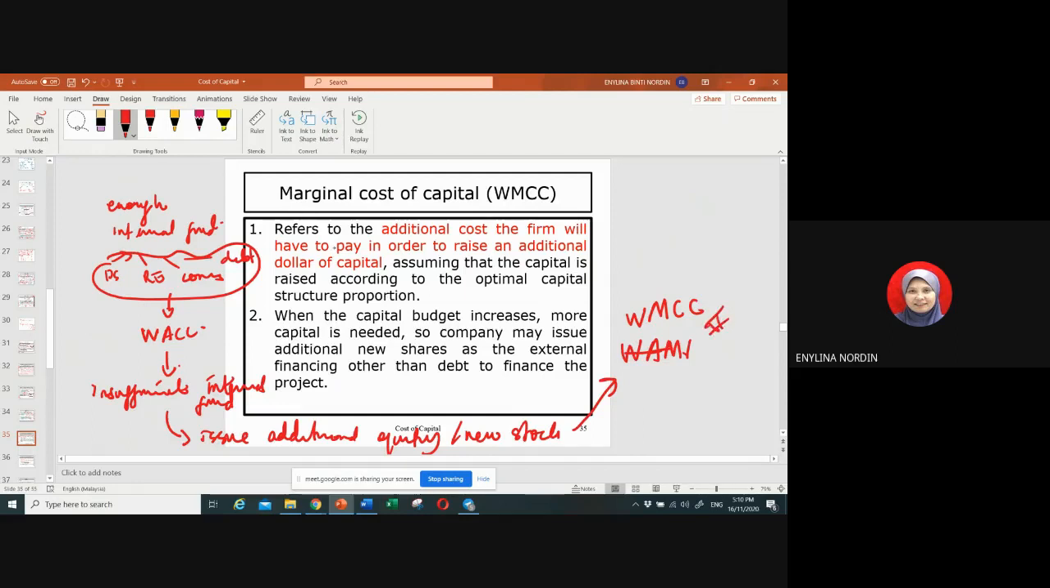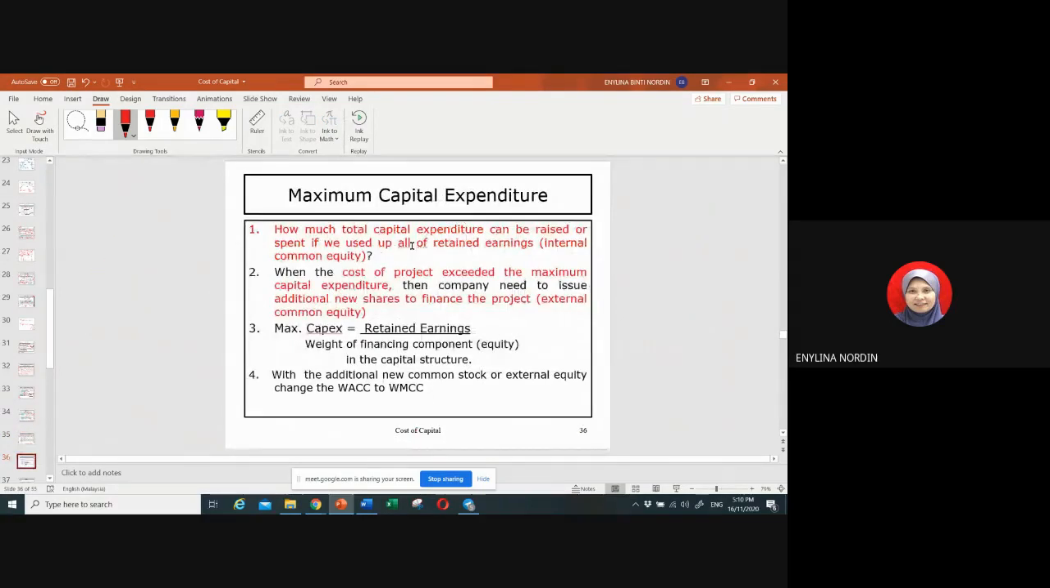On the next slide, you can see that before we determine whether we need to issue new stock or not, we need to first determine the maximum capital expenditure. So what is the formula that we need to determine the maximum capital expenditure? This is the formula.